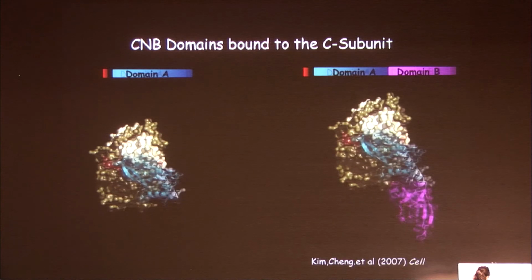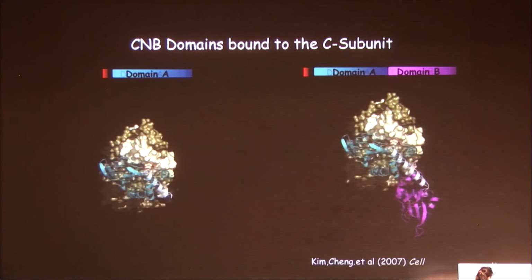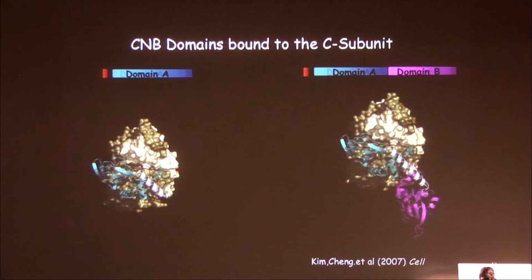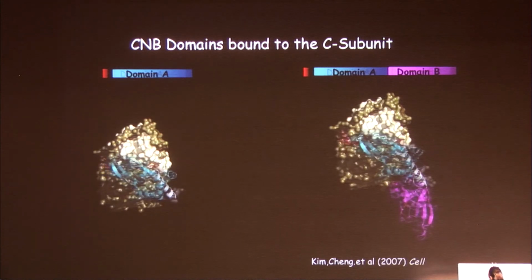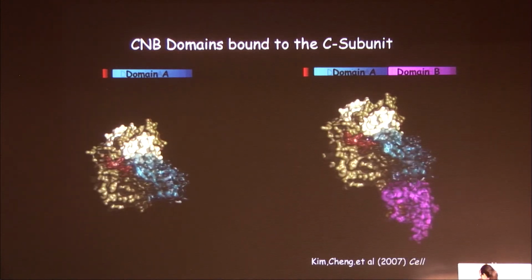And so if we now look at the next step, we had the individual subunit structures, but now we look at the complex. And seeing that complex was the first time you could understand how the catalytic subunit was actually inhibited and how it was activated by cyclic AMP. So it was an enormous advance in our understanding of that molecule.